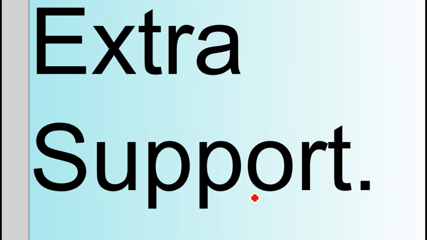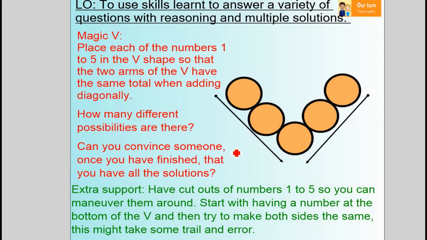Okay, so here is the extra support. So this is the extra support for the Magic V question. You could start off by having cutouts of the numbers 1 to 5 so you can maneuver them around a little bit easier. You could start with having a number at the bottom of the V, which would be in this circle here. And then you're able to work out both sides by trying to make them the same. This might take a lot of trial and error. So that is some support for the Magic V question.